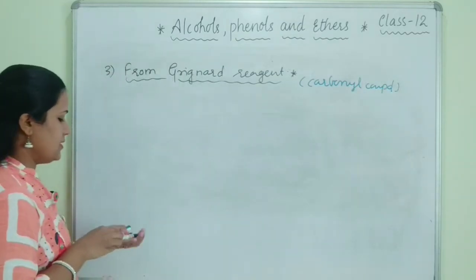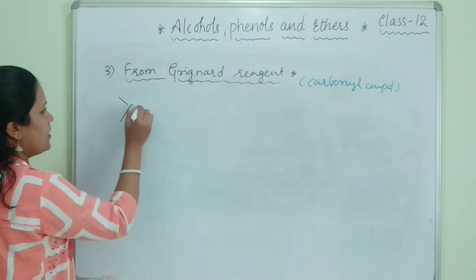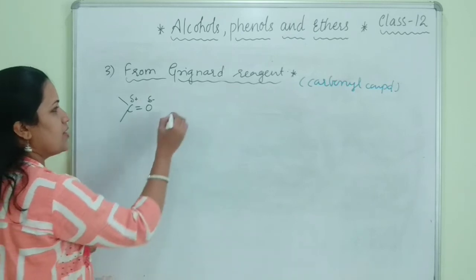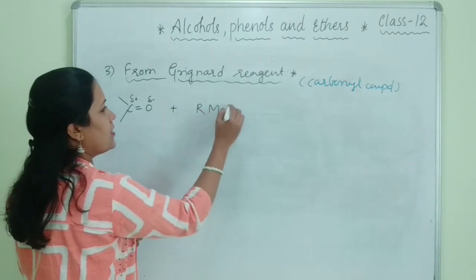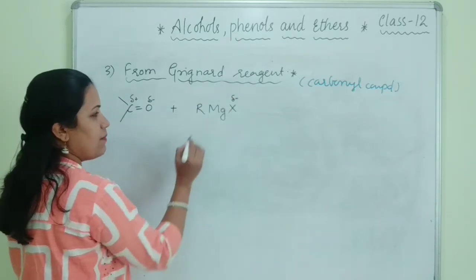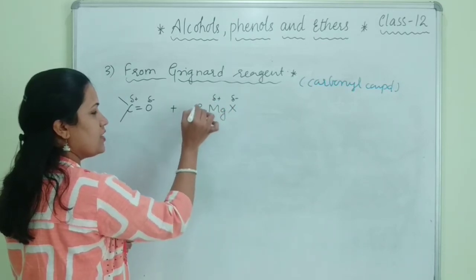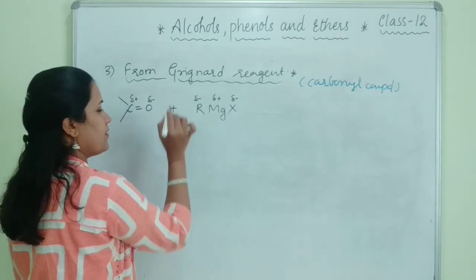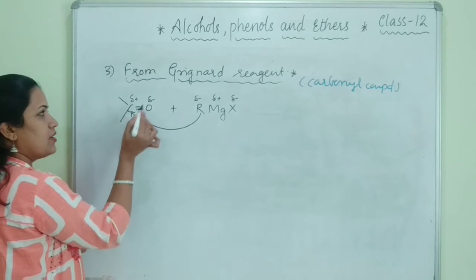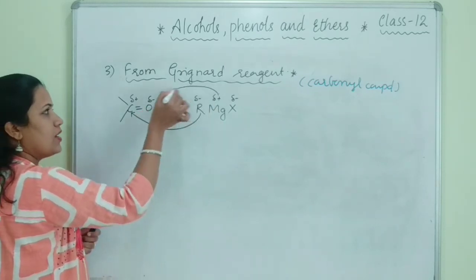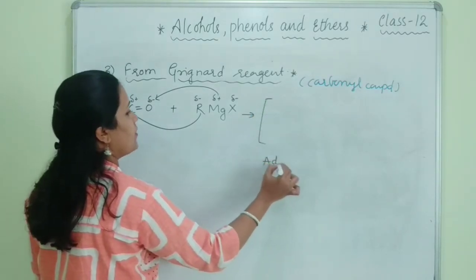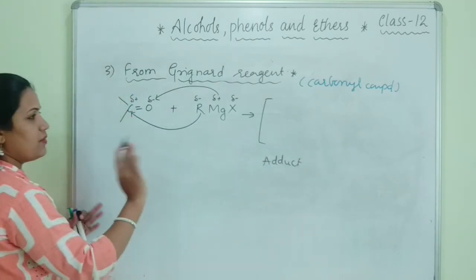In the mechanism, we can see that in a carbonyl compound, the carbon will acquire a partial positive charge and the oxygen will have a partial negative charge. Let's take the Grignard reagent, that is RMgX. X being a halogen will acquire a partial negative charge, Mg will have a partial positive charge, and R here gets a partial negative charge. So this R will attack on this carbon, and as soon as R attacks this carbon, the negative charge on the oxygen will attack Mg, and we will be getting a product called an adduct. I will be using this word adduct. Adduct means an intermediate formed in between.